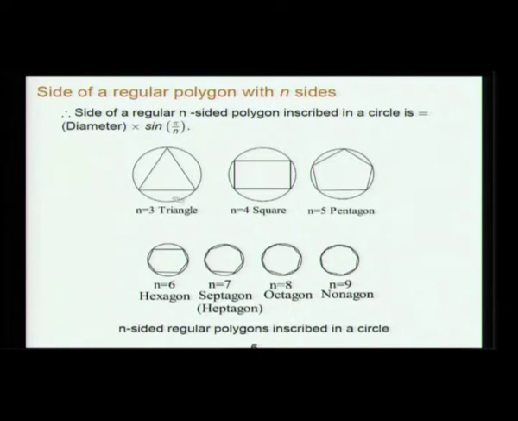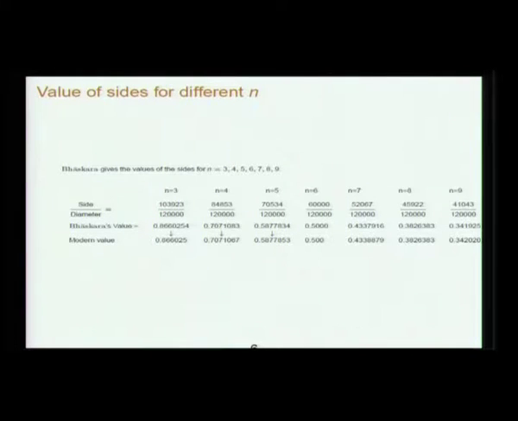So, if you have n equal to 3, it is a triangle, then square, pentagon, hexagon, heptagon, octagon or nonagon. The value that Bhaskara gives is the following. He said 103923 divided by 120000, 84853 by 120000, etc. So, these are the things Bhaskara gave. From this we can put it in decimal form, and a modern value is this, using the 2r sin pi by n I gave you. So, it is a very accurate kind of value.